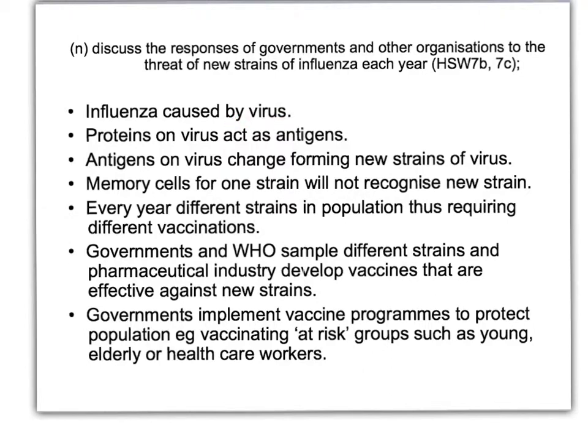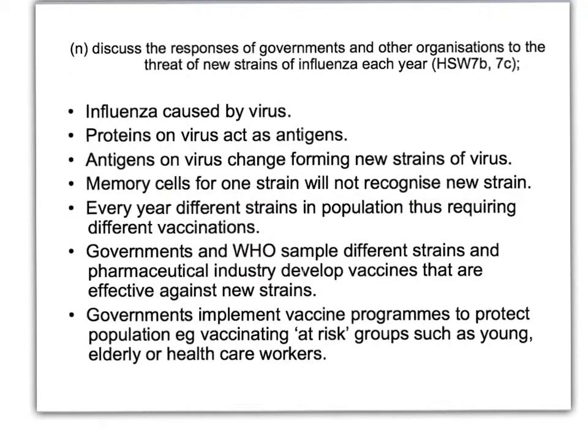antigens change, and if the antigens change, the memory cells for previous antigens will not recognize the new antigens which have been the result of these mutations. Consequently, the new strain of the virus will cause disease. So as I say, influenza is caused by a virus, and proteins of the virus act as antigens. Antigens of the virus change, forming new strains of virus. Memory cells for one strain will not recognize a new strain.